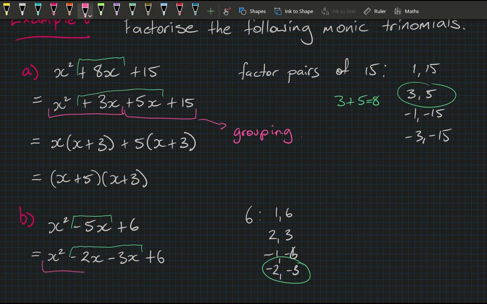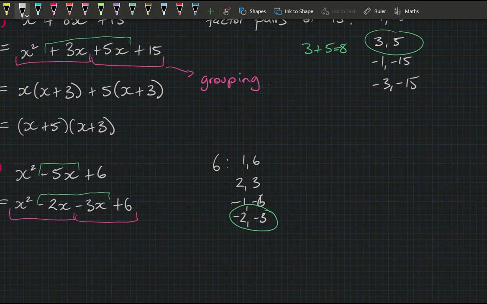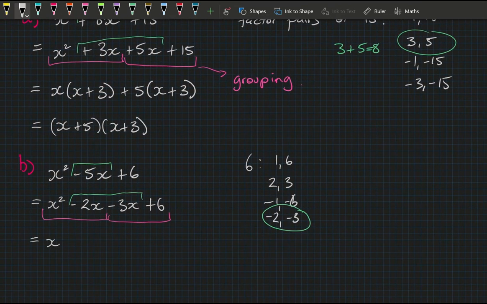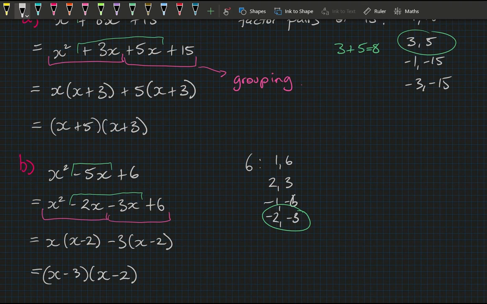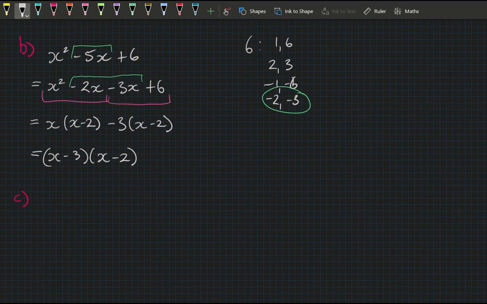And once again, we can group those. And x squared and minus 2x have an x as a common factor, and the minus 3x and plus 6 have minus 3 as a factor. And we can see that both of these numbers are multiplied by x minus 2. So we can complete the factorising as x minus 3 times x minus 2. And that's done. Let's move on to part C, where we've got 2x squared minus 10x minus 28.